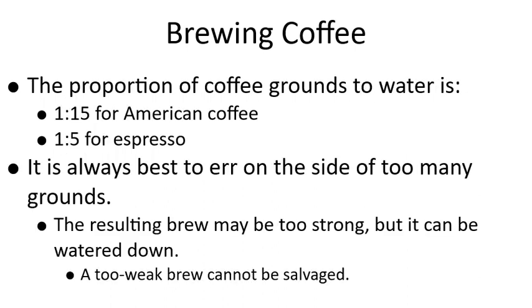The proportion of coffee grounds to water is 1 to 15 for American coffee or 1 to 5 for espresso. Note, however, that it's always best to err on the side of too many grounds. While you might end up with a brew that's stronger than you prefer, you could simply add additional water to dilute the brew. However, if you err on the side of too few grounds, you can't remove the extra water. You'll have to throw it out and brew some more.